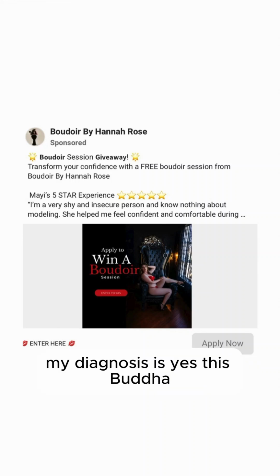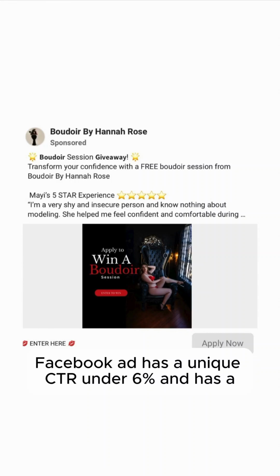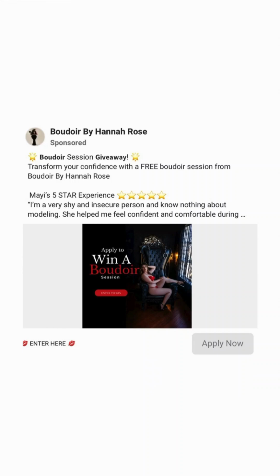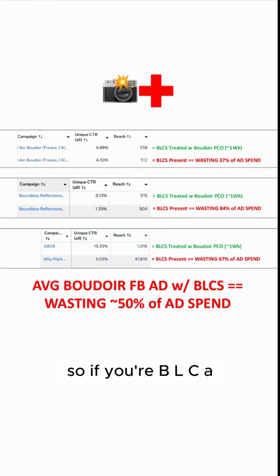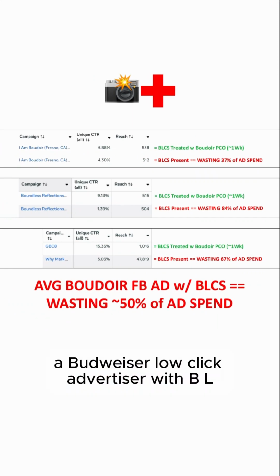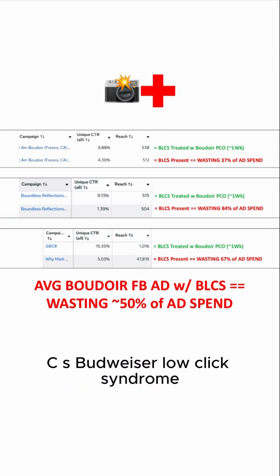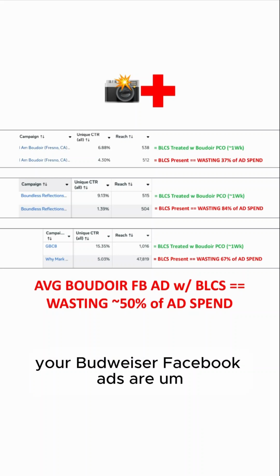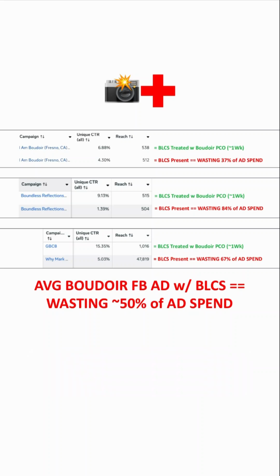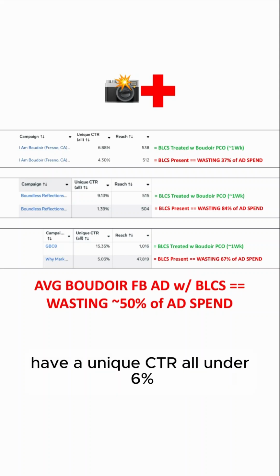All right, so after looking at everything with the pre-click, my diagnosis is yes, this boudoir Facebook ad has a unique CTR under 6% and has BLCS, aka boudoir low click syndrome. So if you're a BLCA, a boudoir low click advertiser with BLCS, boudoir low click syndrome, your boudoir Facebook ads have a unique CTR under 6%.